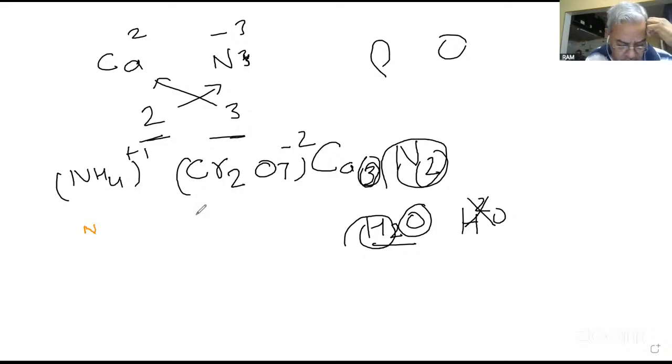Dichromate, something is missed. Here the valency, it will be 1 only, I think. It will be 1 only. Then only it will become NH4, Cr2O7. Let me check it.